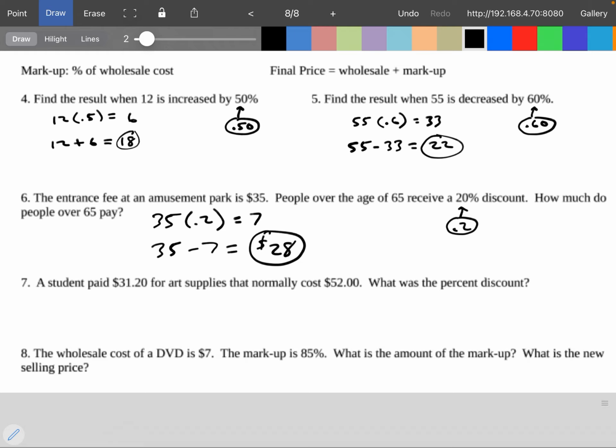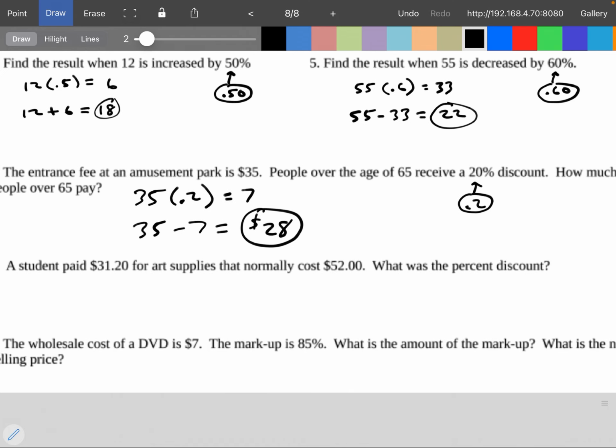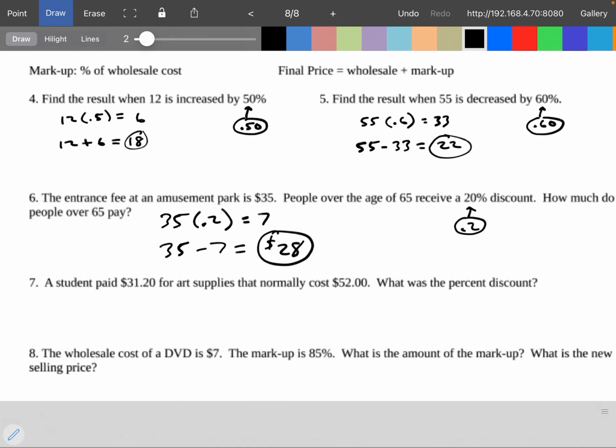Does that make sense, you guys? So again, you're just finding 20% of the original ticket price, and then just subtracting that off of the original ticket price. I think number 7, I'll leave that for last. So let's do 8.